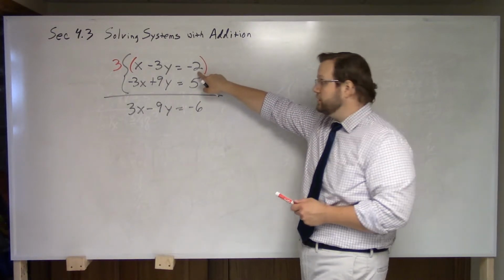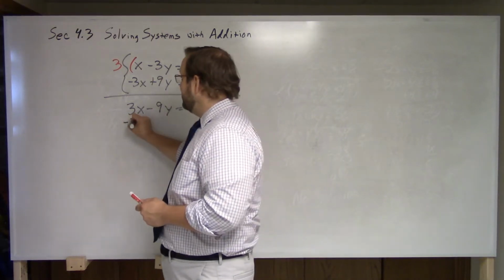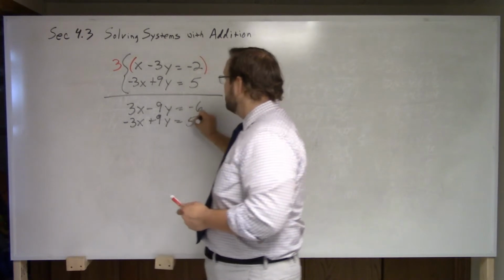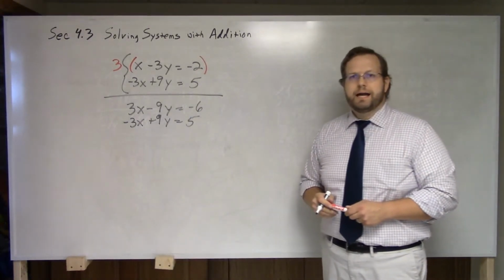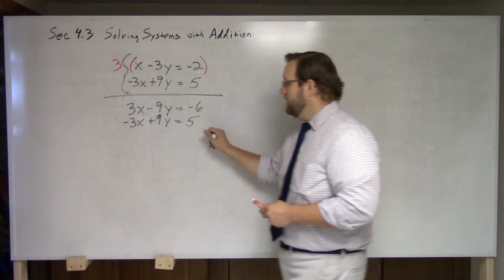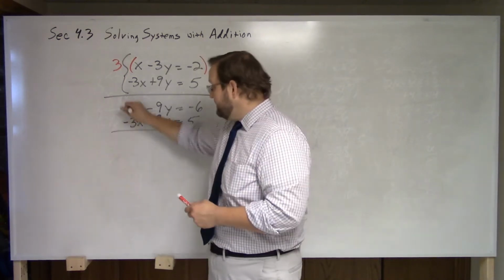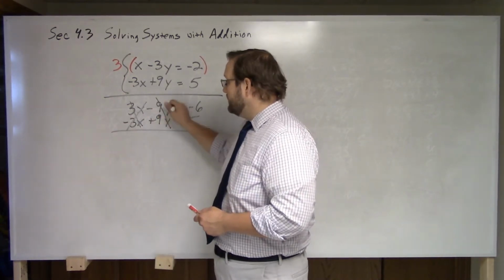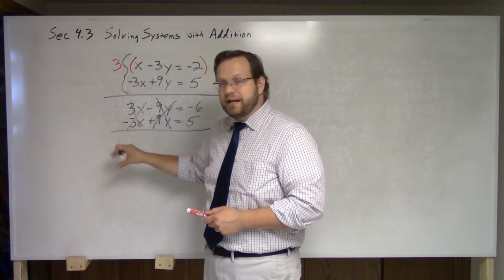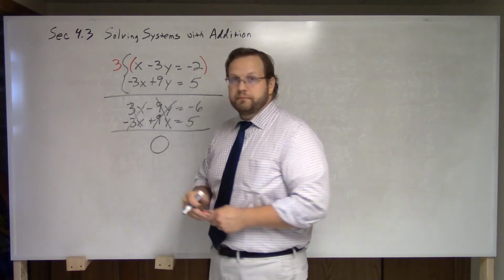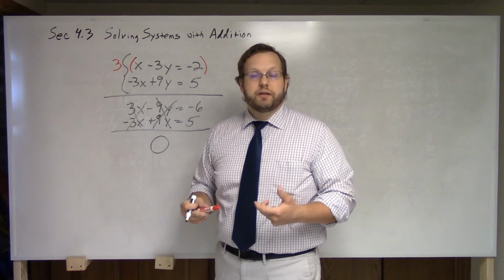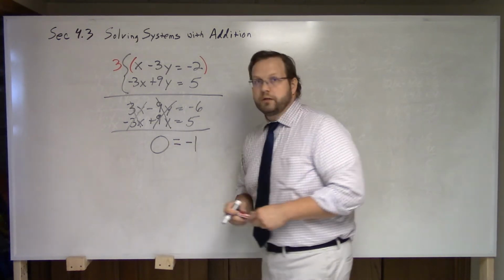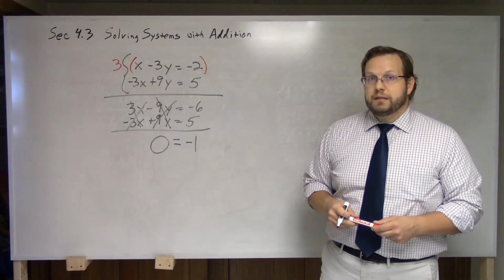Make sure you distribute onto this as well. That's very important. And then I bring down that second equation as it was given to me. Now look at what happens. I targeted the x's, and in fact, yes, they do eliminate. But the y's also eliminate. So what do I have on that left side? Nothing. But I need to show nothing with a 0. Equals -1.